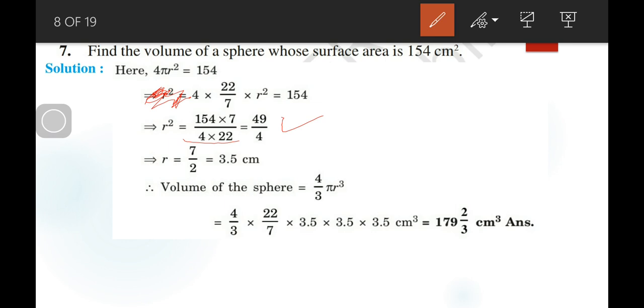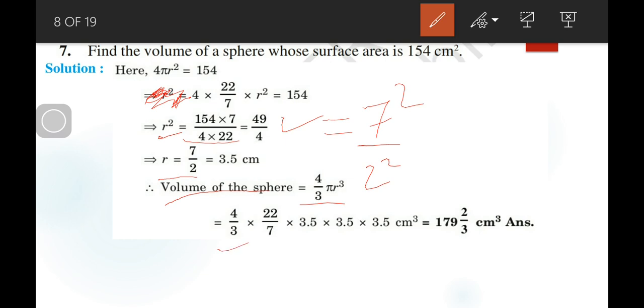And the radius r is equal to 7 by 2, because here we take 49 as 7 square and 4 as 2 square. Now taking the positive square root on both sides, we get r is equal to 7 by 2, which is equal to 3.5 centimeter. Now we have the radius, so we can easily find the volume of the sphere.